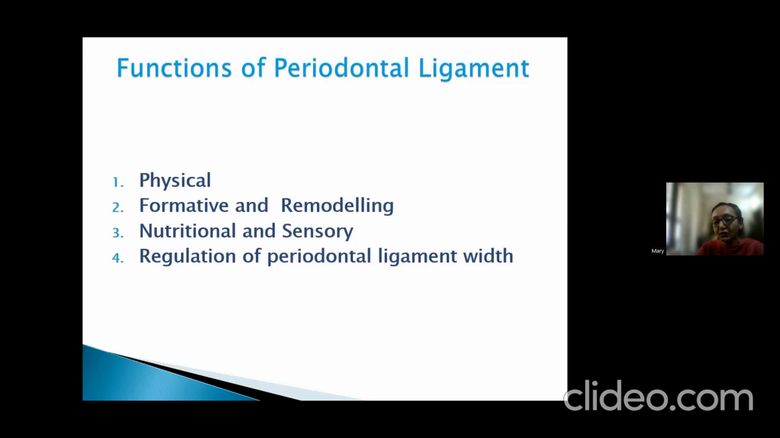So coming to the nutritional and sensory function, it helps in supply of nutrients. It has to supply nutrients to both the cementum, the alveolar bone, the periodontal ligament itself, and the encompassing gingiva. So all these receive their nutrition through the blood supply and the lymphatic drainage. So let's go into detail.